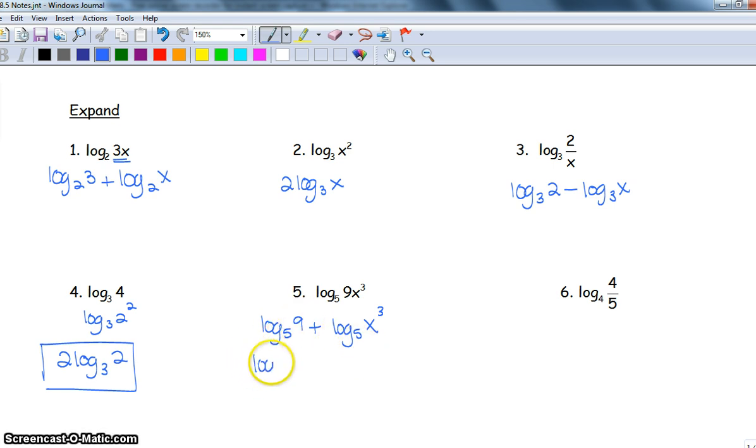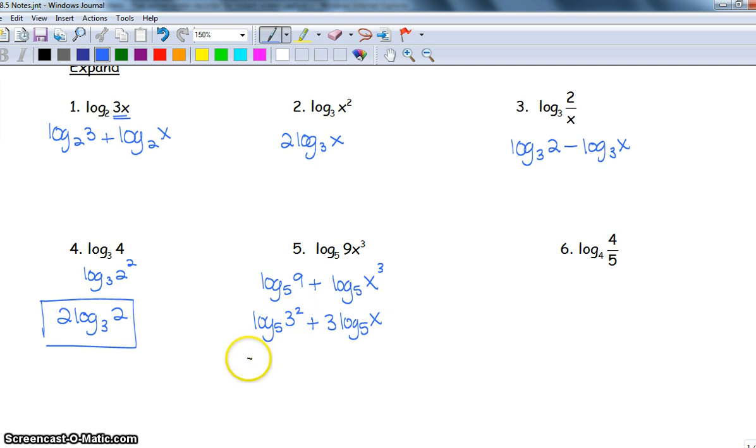I look at my first one. 9 can be broken down as 3 squared. When I look at my second piece, I can't break down x, but I can simplify by putting the 3 out front. Then I double check, and I can do the same thing with my first piece now. I've got 3 squared, so I can bring the 2 out front. 2 times log base 5 of 3 plus 3 times log base 5 of x.